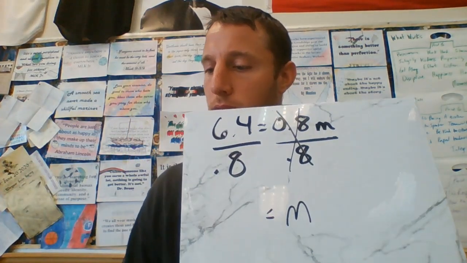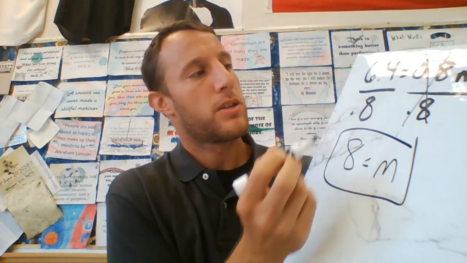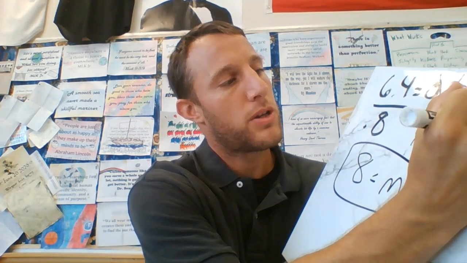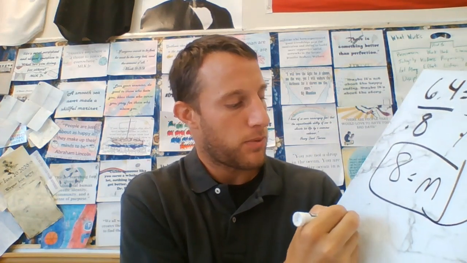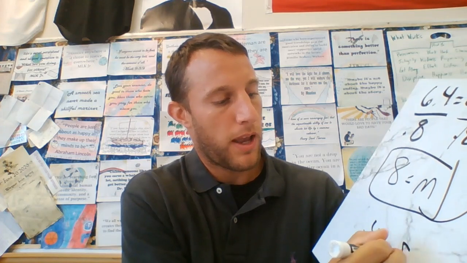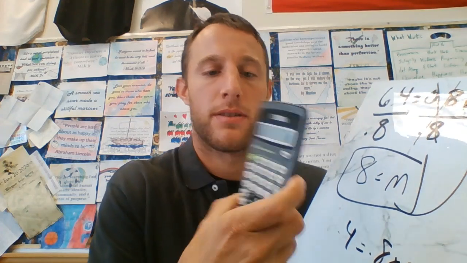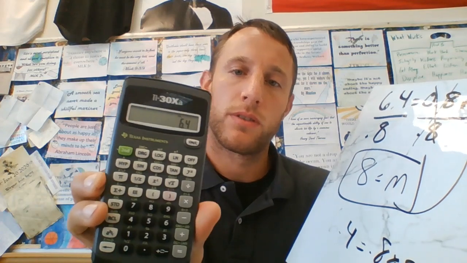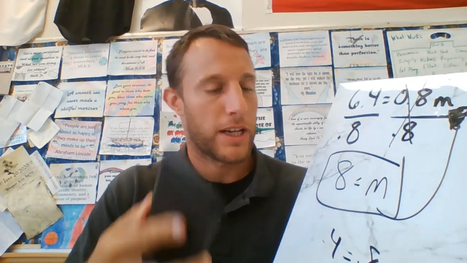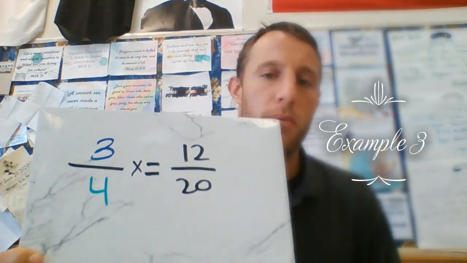So now I'm thinking to myself, all right, what is the number? 8 is equal to m. So 8, if I plug this back in here for the representation of the variable, m is equal to 8. I do 6.4 is equal to 0.8 times 8. And I can check my work here. 8 times 0.8 equals 6.4. Checks out. Alright, that's example number 2. Let's look at example number 3.